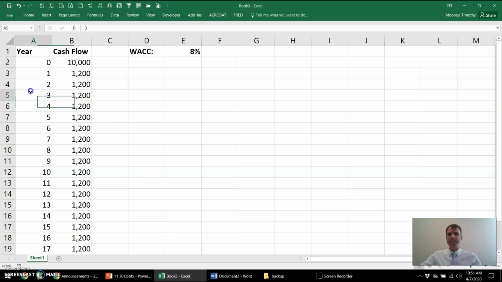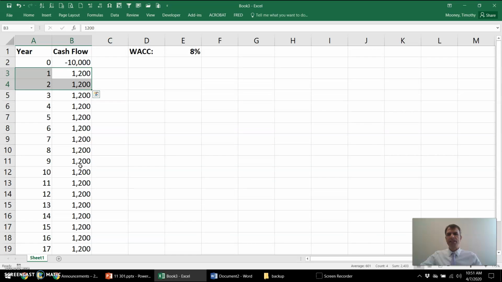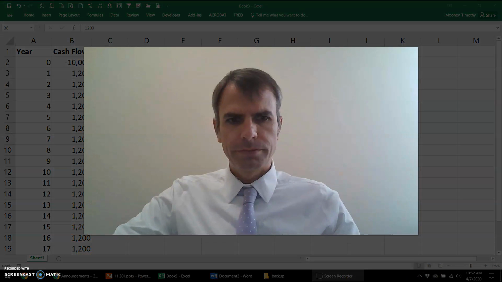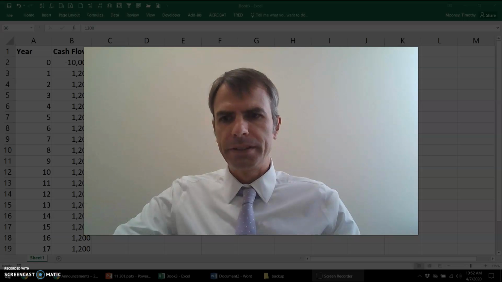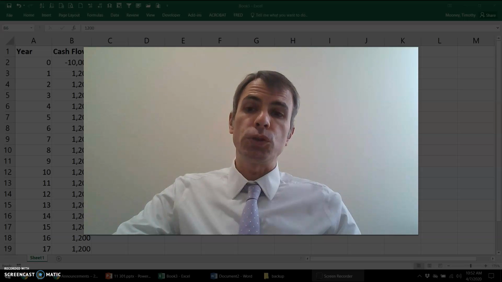I've got it set up in Excel as well, where here's the cost at time zero, and then here's the cost savings, the maintenance savings over 20 years. You can find the net present value of that cash flow stream and go from there.